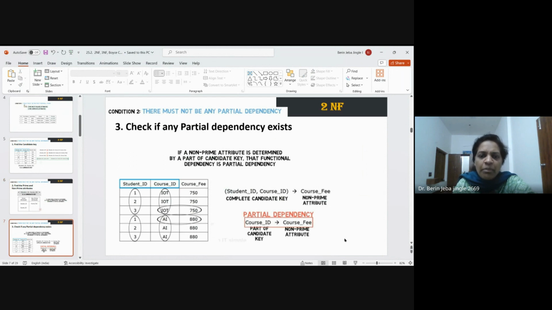The next step checks for partial dependency. What is partial dependency? There are two candidate key attributes, but the non-prime attribute is only one. Before that, we have to see what functional dependencies are given. Two functional dependencies are given. First, student ID and course ID determine the course fee. But it is also given that the course fee depends only on course ID. It does not need student ID. Based on the course ID, the fees are recognized. So this course fee depends only on course ID, not on the student ID. This is called partial dependency. The course fee is not fully dependent on student ID and course ID; partially, it depends only on course ID. So we call it partial dependency.